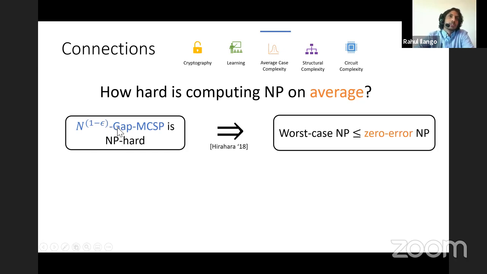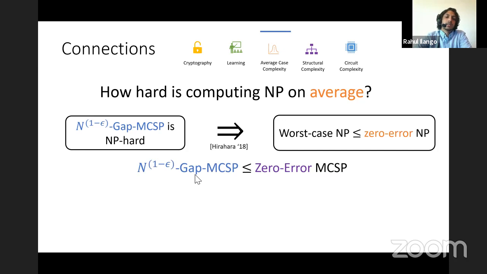And I'll review the definition of this in the slide, but just for now, you can think of it as the multiplicative approximation of MCSP. And so what he does is he actually shows that the worst case version of approximating MCSP actually reduces to computing MCSP in the average case with zero error.